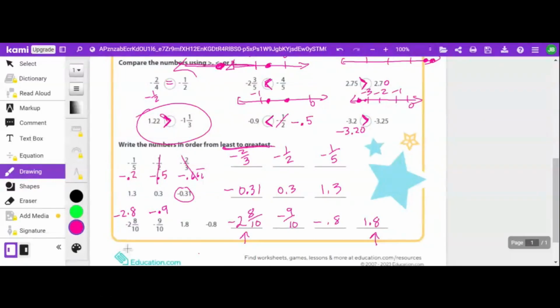Okay, negative 1,000 is much smaller than negative 100. I would rather owe $100 than owe $1,000. Negative $1,000 is a much, much smaller number than negative 100. Okay. Any questions about that?